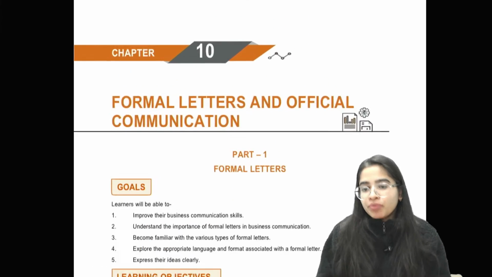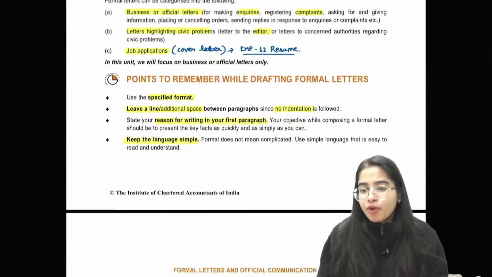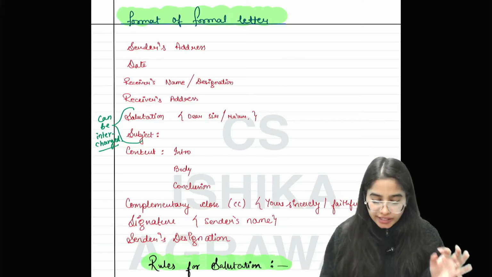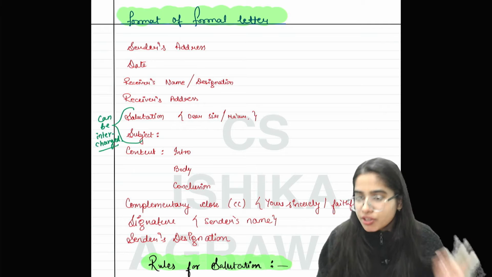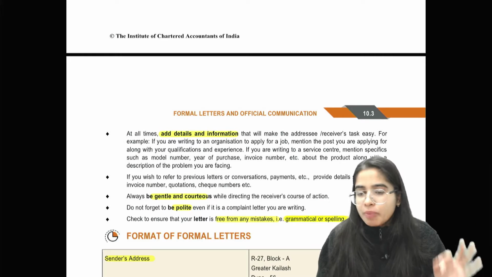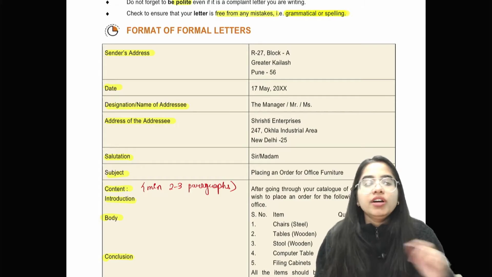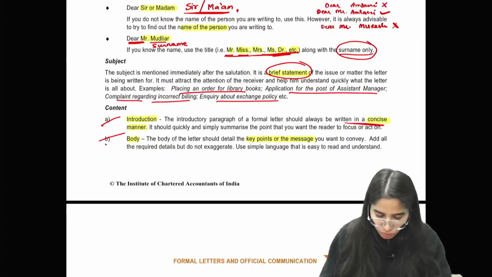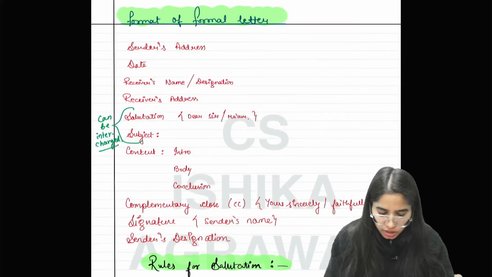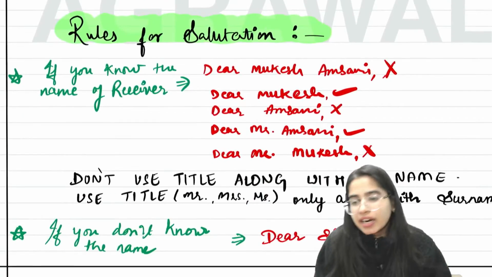In your book, there are 7 types of formal letter given. Basically your letter writing comes for 5 marks in your examination, so you should not spend more than 7 minutes on your letter writing. So this format I have already told you. Now a few points about the rules regarding salutation.